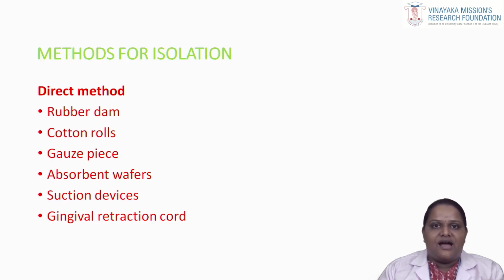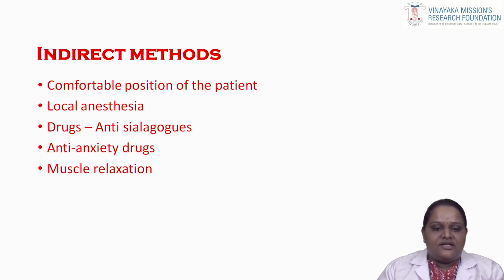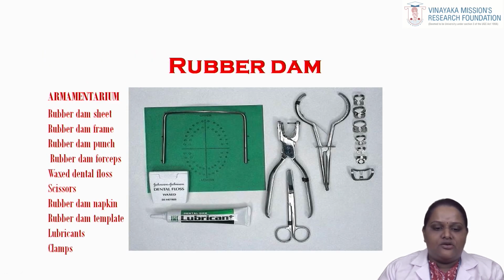So, what are the other methods that we have in practice for isolation? We have two methods, one is direct and the other is indirect. First, we will be seeing the direct methods of isolation. In this, we have the rubber dam, cotton rolls, gauze piece, absorbent wafers, suction devices and gingival retraction cord. Indirect methods include comfortable position of the patient, local anesthetic agents, usage of drugs like anti-sialogogues, anti-anxiety drugs and muscle relaxants. The armamentarium for rubber dam includes the rubber dam sheet, the rubber dam frame, the rubber dam punch, rubber dam forceps, wax, dental floss, scissors, rubber dam napkin, rubber dam template, lubricants and clamps. We will be seeing each one of them individually.